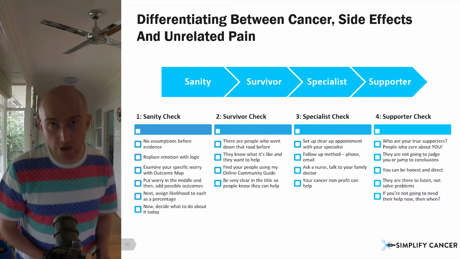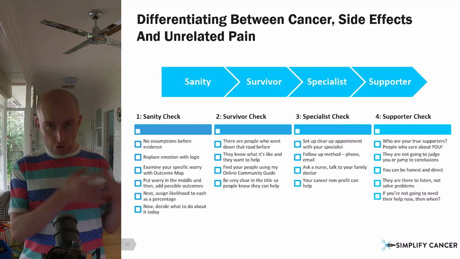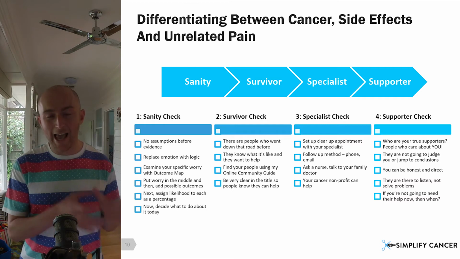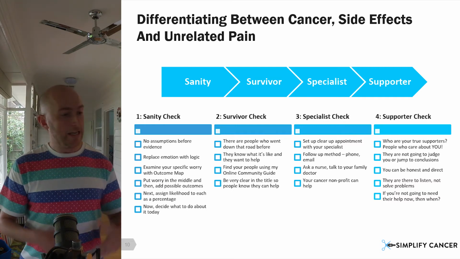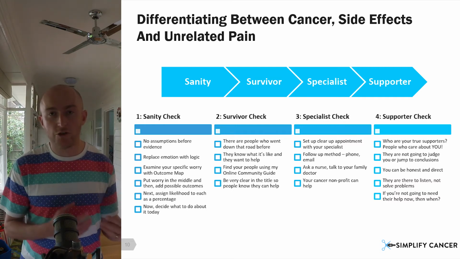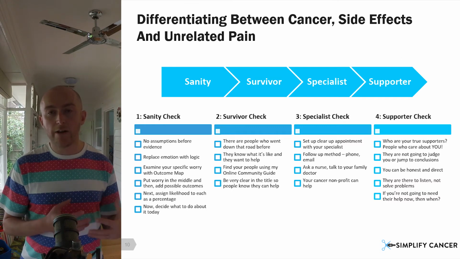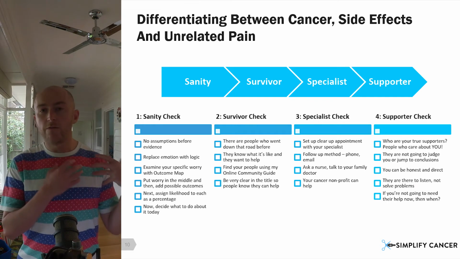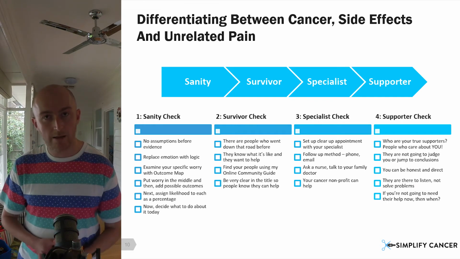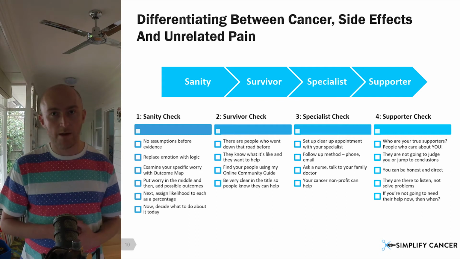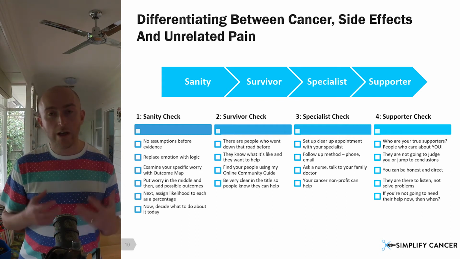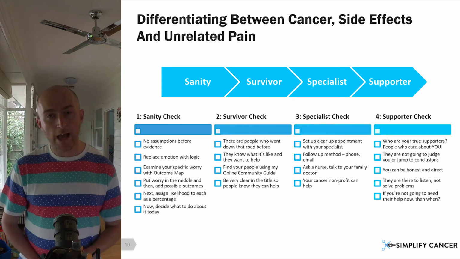Step 3 is your specialist check, where you call up your specialist office or the hospital and say, well, I need to get in touch with them ASAP. Can we set up an appointment ahead of schedule? Is there any other way for me to get in touch with him or her? Is there any way that I can talk to my specialist over the phone or over email? Is there anyone else that can help? Perhaps the oncology nurse or my family doctor? Who is the person that can help me right now?